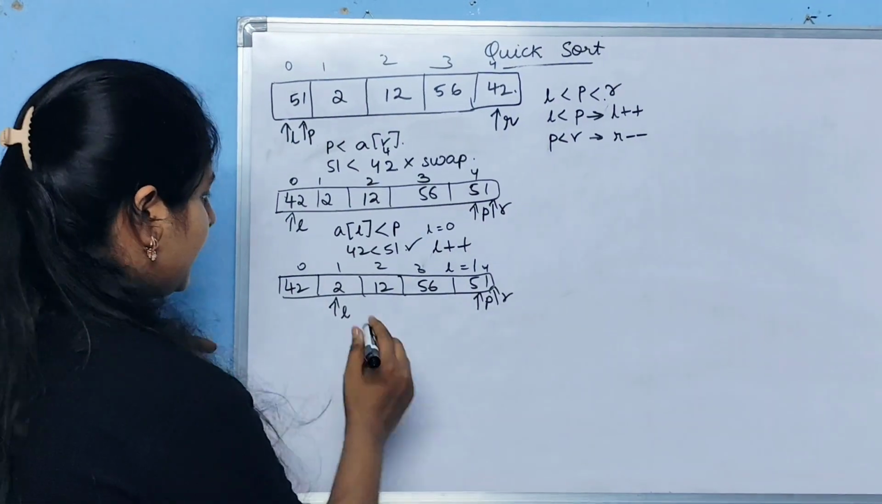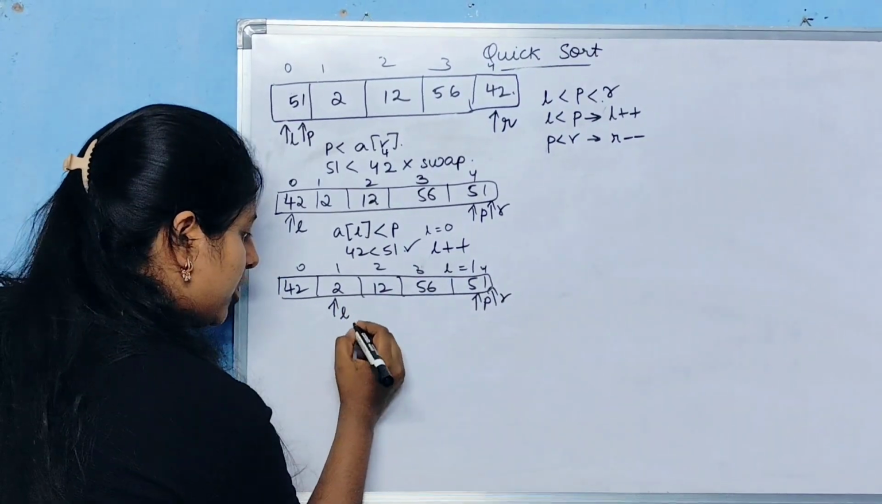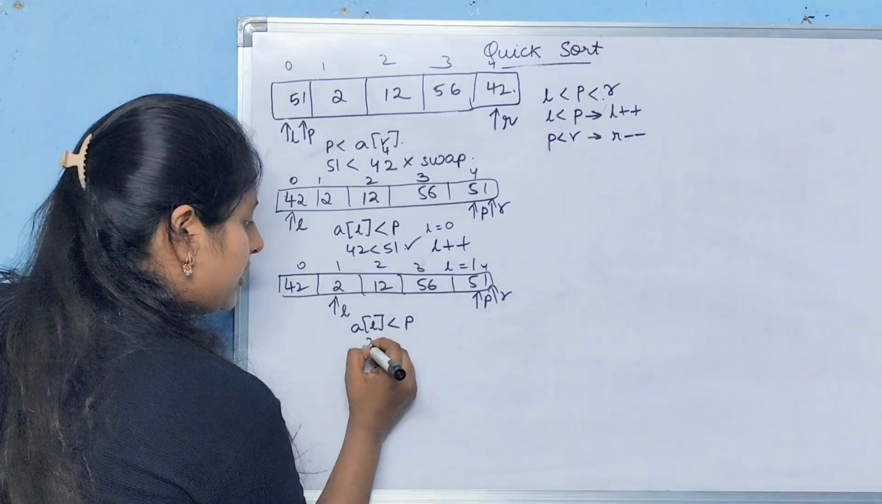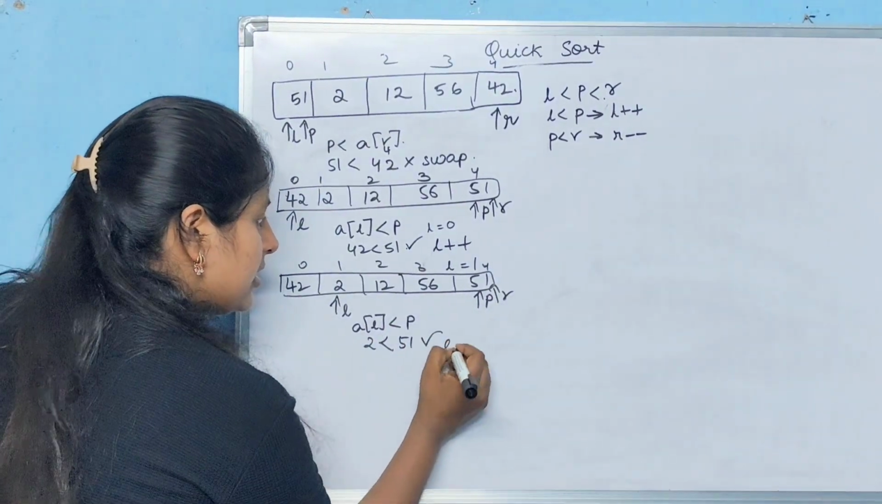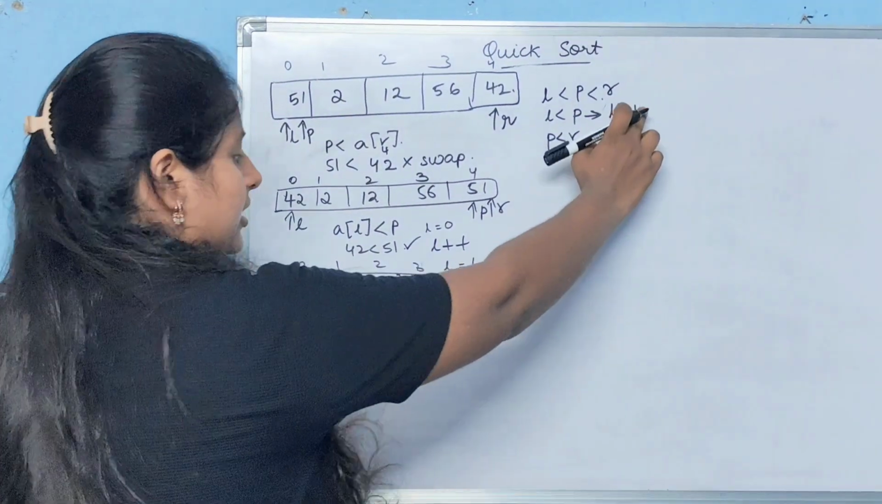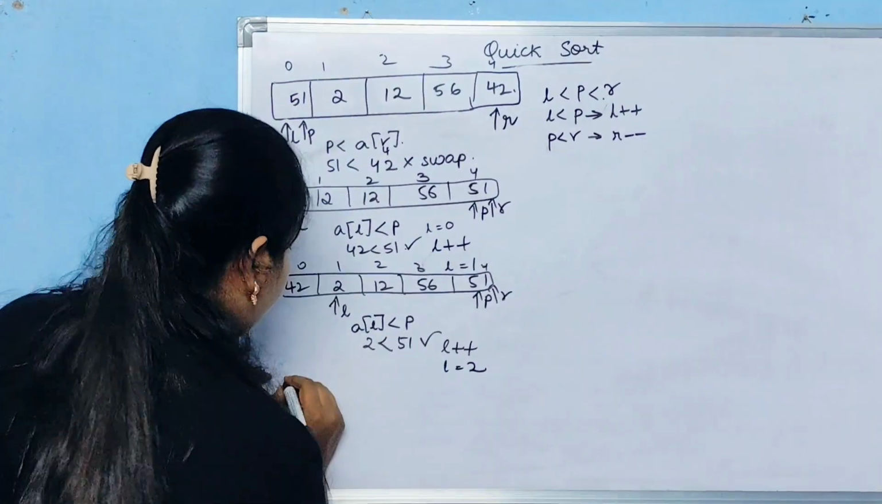Okay. Now pivot and right are again placed on the same element. So compare from opposite side. So A of left should be less than pivot. What is A of left? 2 is less than 51. Condition true. What happens? L++. This is what is happening, right? So now L equals 2. It was 1. Now it became 2.